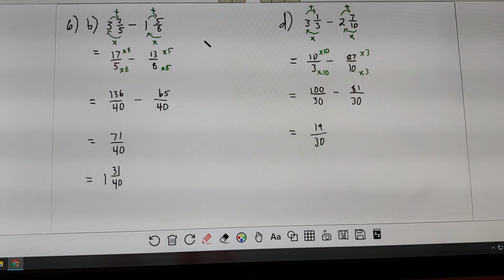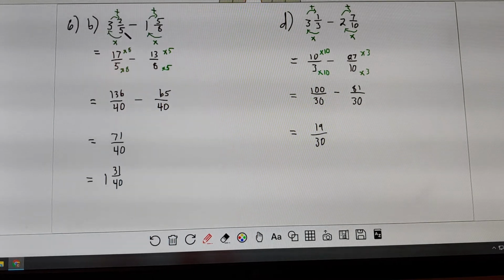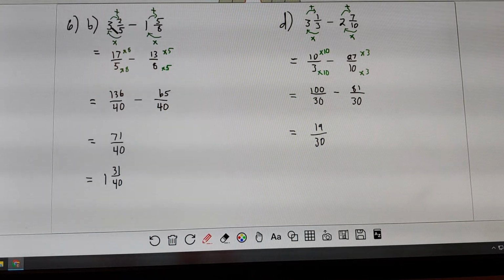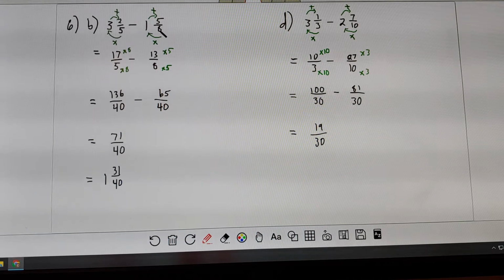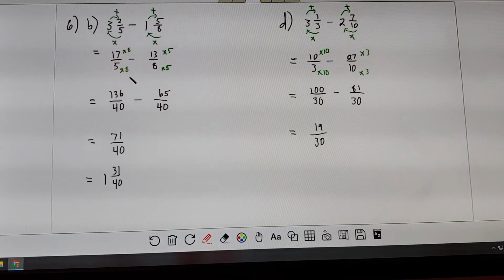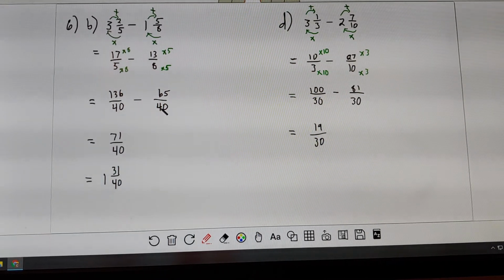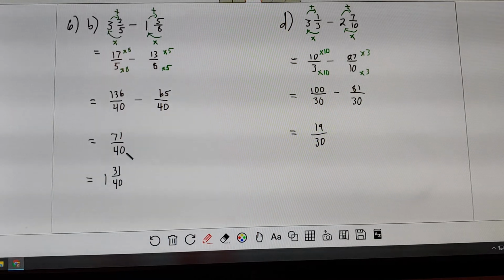For 6, we have mixed numbers, so we're making them improper fractions. 3 times 5 is 15, plus 2 is 17. 8 times 1 is 8, plus another 5 is 13. Multiply the denominators together to give me 40. So this is all getting multiplied by 8. This is all getting multiplied by 5. 136/40 subtracts 65/40, gives me 71/40.